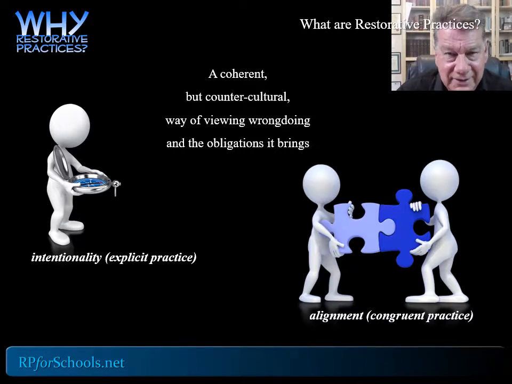And alignment is the second attraction. The fact that it's congruent with how we teach in a classroom. Teaching about behaviour is similar to teaching about physics or history or English.